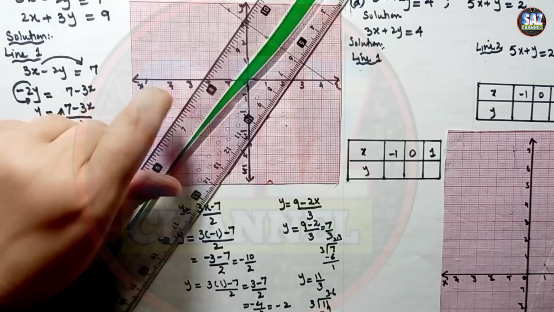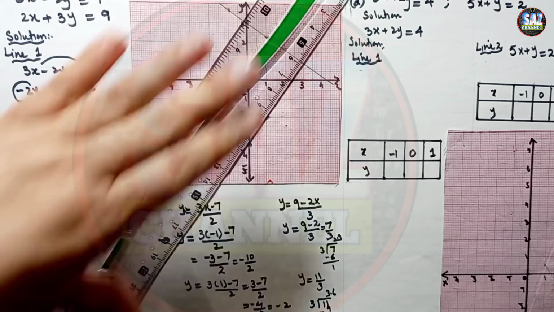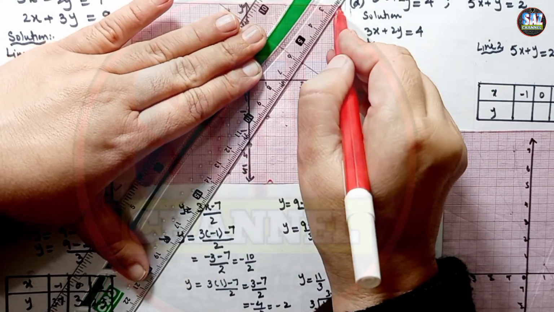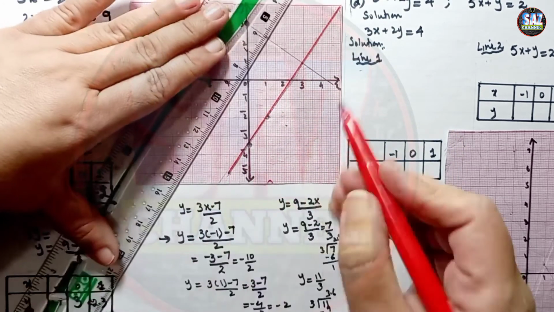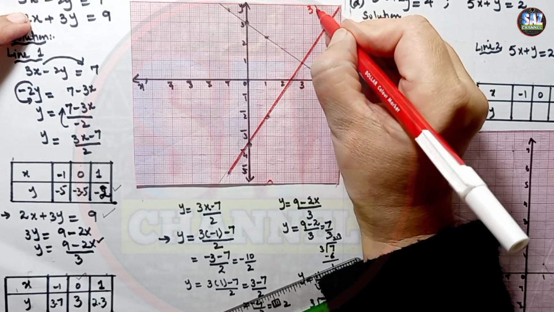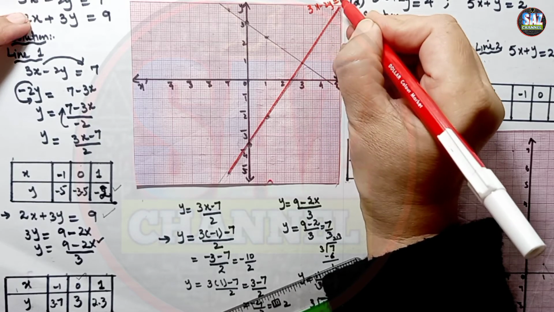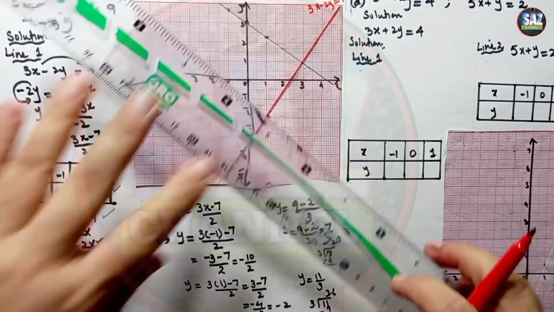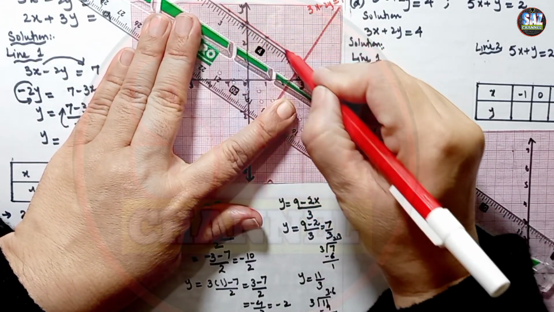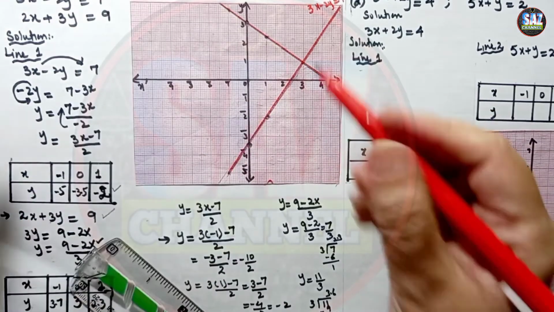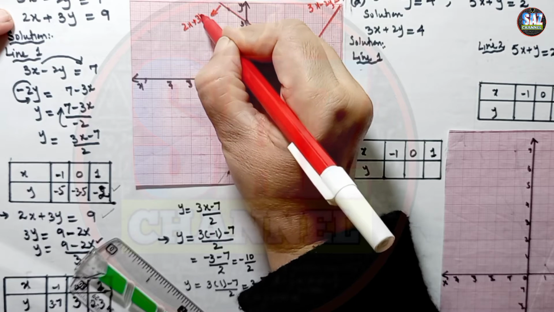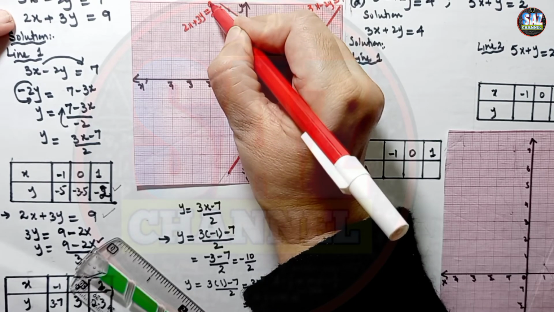Now let me make my lines perfect for you and draw them with the help of a colored pen, so that they become prominent for you. This is the line for 3x minus 2y equals 7, and this is the line for the second equation, that is 2x plus 3y equals 9.